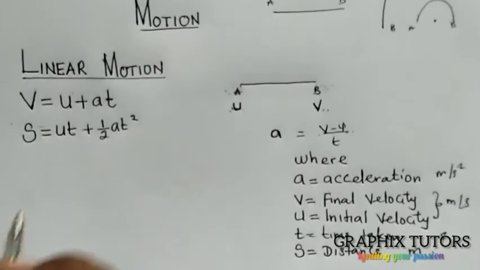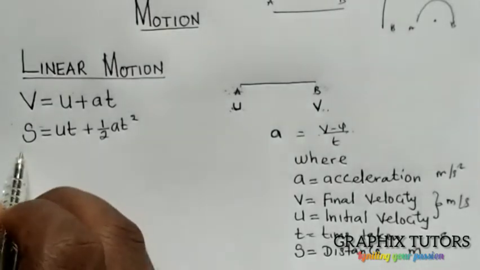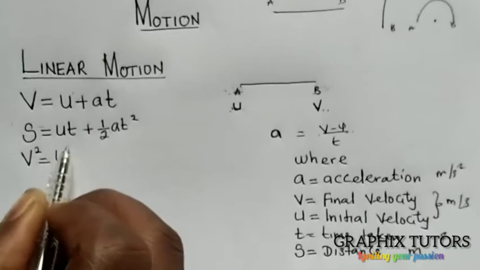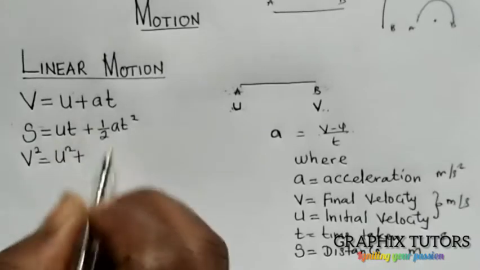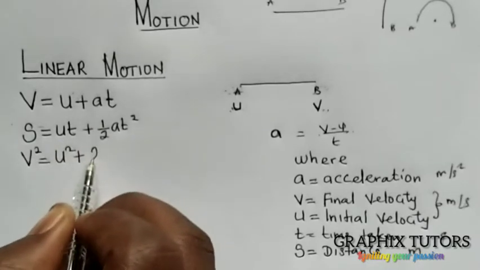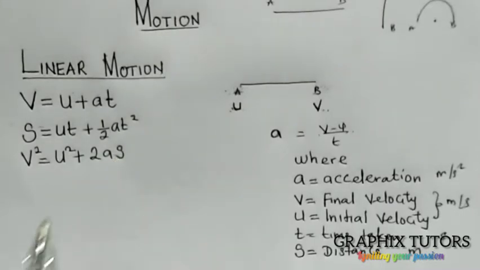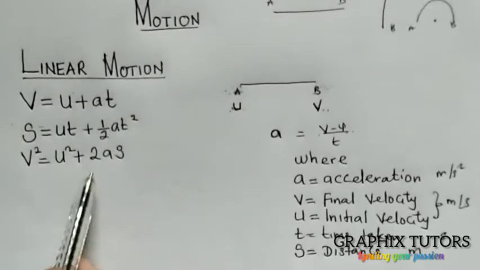Now, the next one we'll talk about will be V squared equals U squared plus 2AS. So this is what we have here. So these are the three of them.